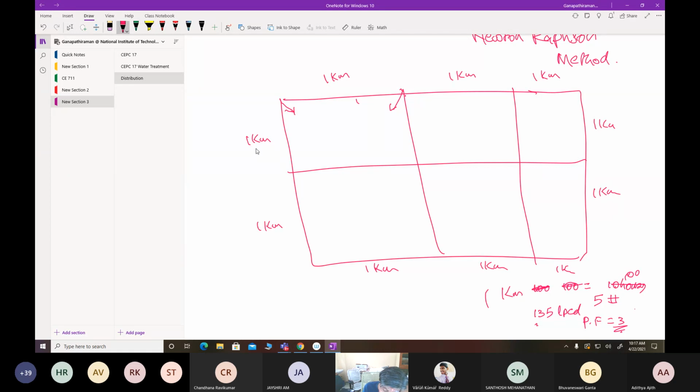Similarly, you calculate the demand in this pipe, half goes here and half goes here. So this node will have a contribution from this pipe and this pipe. This node will have a contribution from this pipe and this pipe. So you arrive at a demand. C equal to 100. Total demand is known.